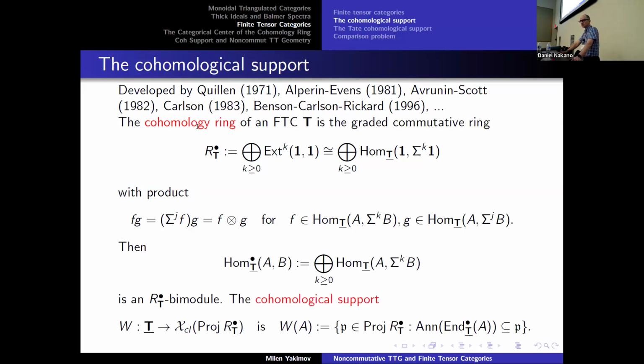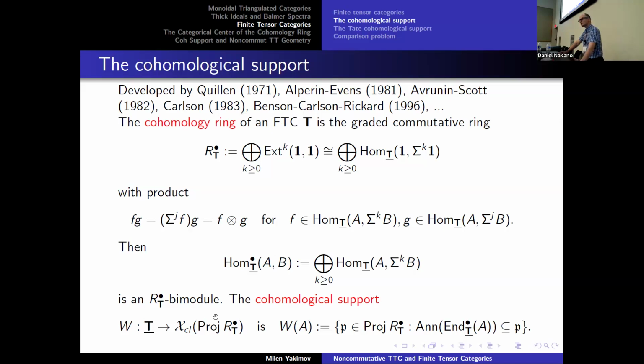If we have two objects A and B, then we can look at the corresponding extended Hom space, where again we sum up the Hom spaces for all shifts from 0 to infinity. So this is canonically a bimodule over the corresponding cohomology. So we can look at the support of this bimodule. So the support of that bimodule is the cohomological support. So this is a map from the objects in our triangulated category to the closed subsets of the Proj of this ring. It's a graded commutative ring that's positively graded.